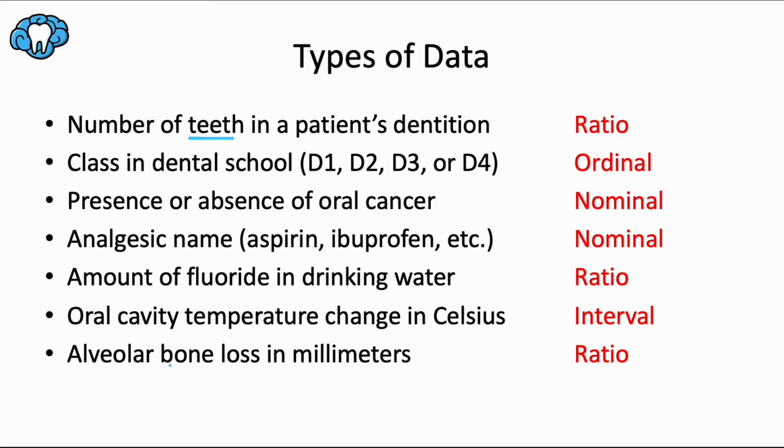And lastly, alveolar bone loss in millimeters. This is going to be another ratio variable because it represents a continuous measurement of bone loss with a true 0 point, being 0 millimeters of bone loss or no bone loss at all. Now, hopefully these examples helped you solidify some of those concepts we talked about with regards to the scales or levels of measurement.